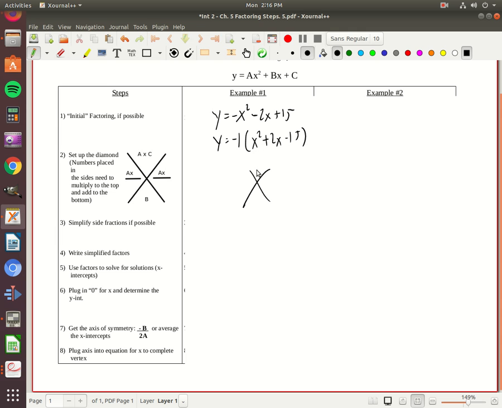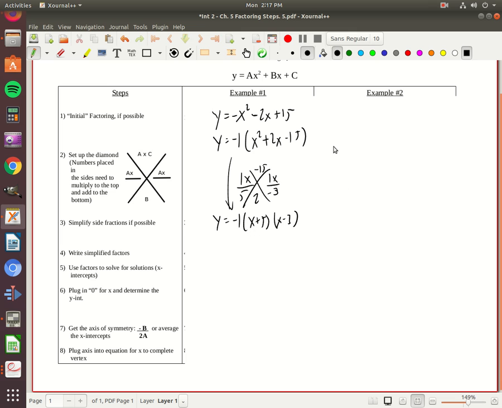So a times c is negative 15, b is 2, I have 1x on the side. Again, hopefully we see 5 and negative 3 is what's going to get that. 5 times negative 3 is negative 15, 5 minus 3 is 2. So when I rewrite this equation, don't forget that negative 1. I'm going to have x plus 5 and x minus 3.